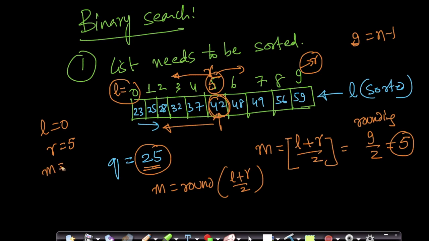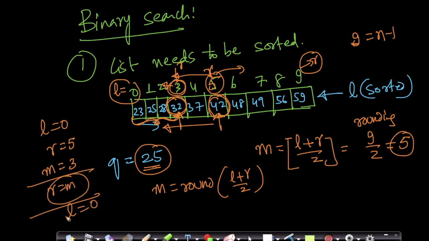Now what is my middle element now? 0 plus 5 by 2, and when I round it up, I get 3, right? So now I'll check the third element. The third element is 32, so I will compare 25 with 32. Again, 32 is still greater than 25, which means that if 25 exists in this array, it has to be less than the third index. It has to be somewhere in this array. So I'll make my R equal to M.